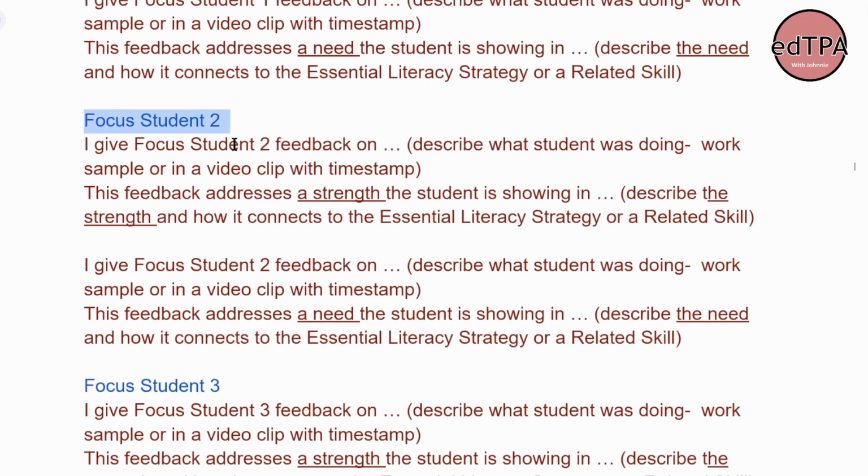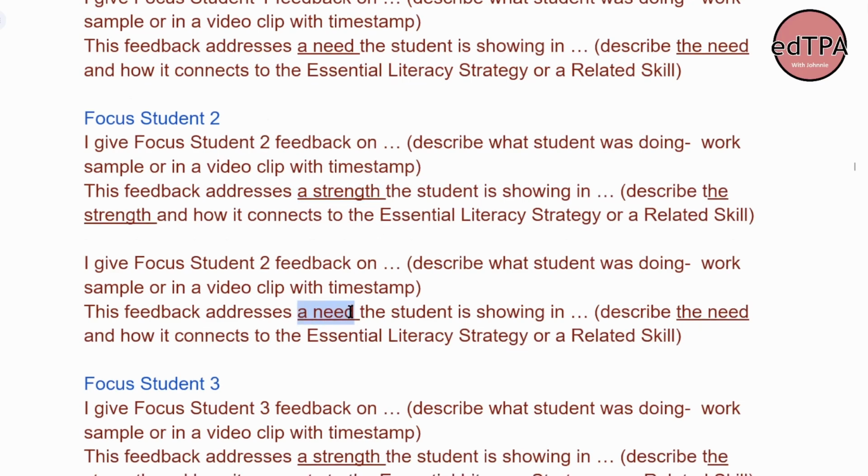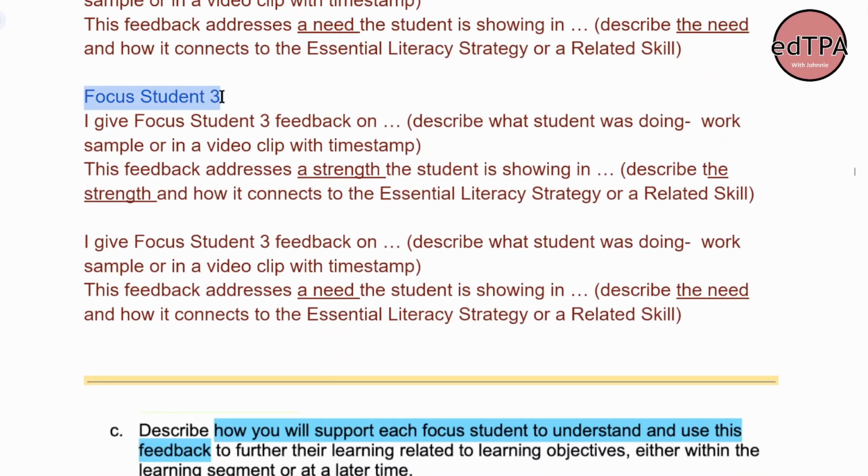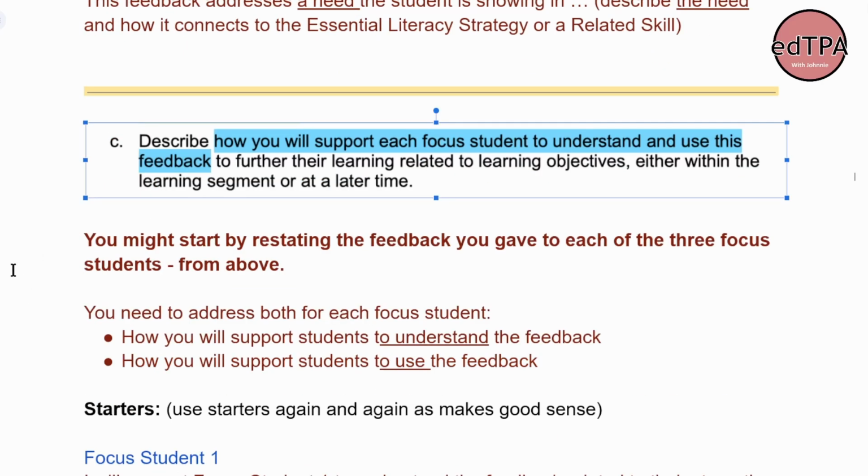Focus student 2, you're going to do the same thing, a strength, and you're going to describe what that feedback was. You're also going to be talking about the feedback for something that was maybe not so good, they need some help with. So you're going to give some direction feedback on a need. So focus student 2, a strength and a need. And as you would expect, focus student 3, a strength and a need tied to descriptions of what they were doing. Right?